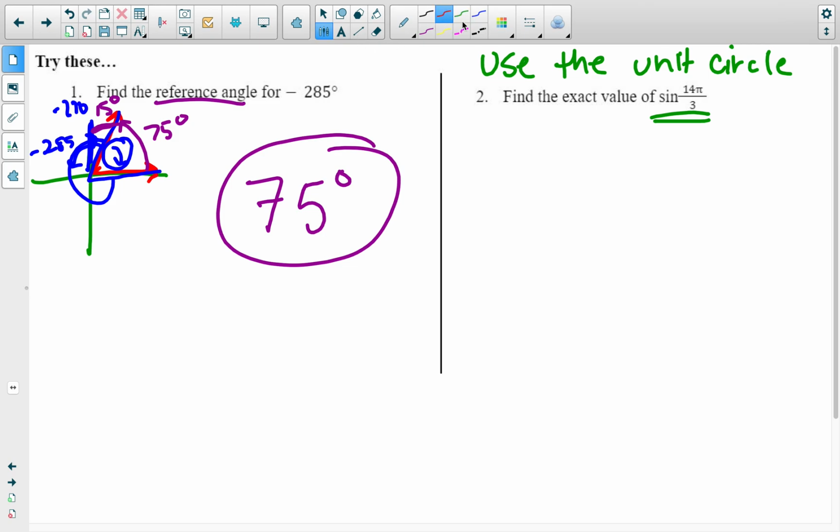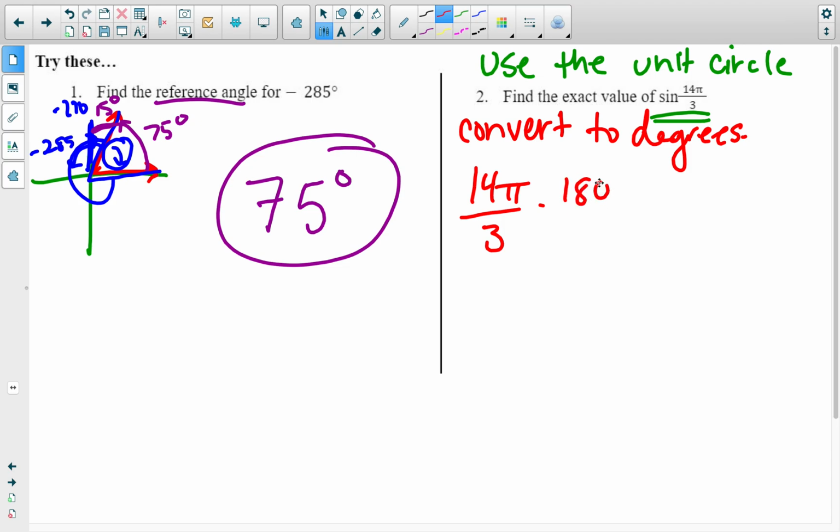So I'd recommend converting it to degrees first. Okay, take 14 pi over 3, multiply times 180 over pi. Your pi's cancel, and when you multiply this and divide by 3, you should get that we're equal to 840 degrees.